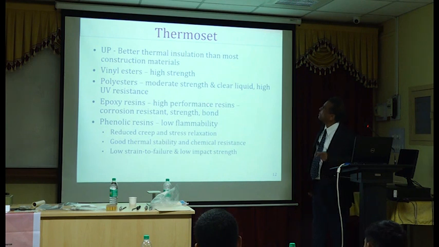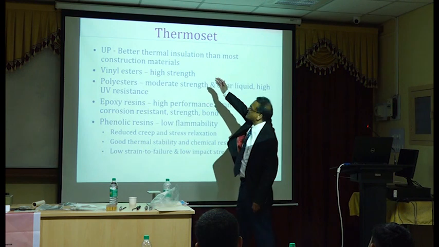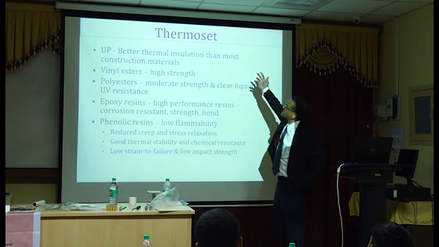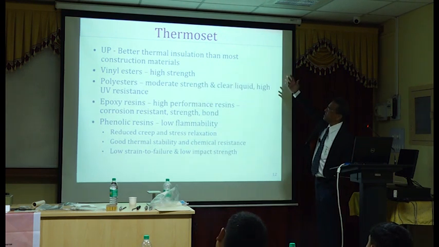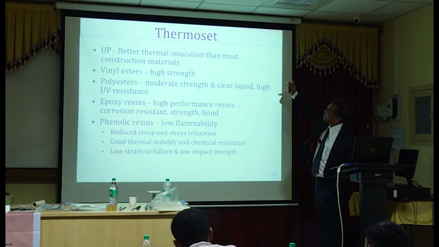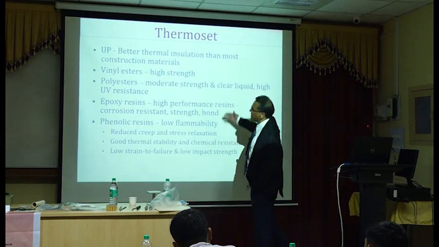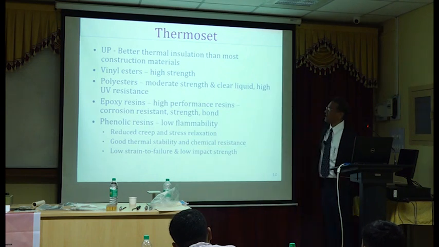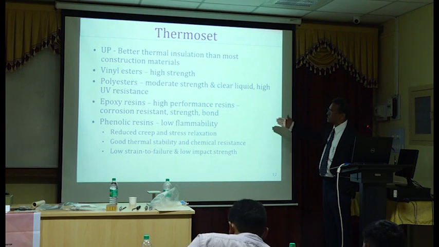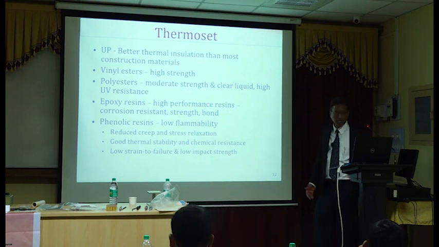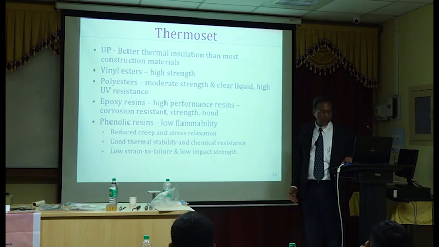Okay, so I already mentioned this. Each one has its own advantages and disadvantages. Unsaturated polyester, the UP, they have better thermal insulation than most construction materials. Vinyl ester is high strength, but it's also more expensive. So epoxy resins are high performance resins, corrosion resistant. So they have different types of advantages and disadvantages.